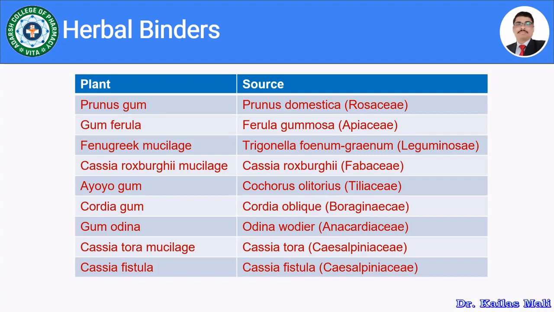Then gum Odina, which is being obtained from Odina wodier belonging to family Anacardiaceae. Then Cassia tora mucilage, which is being obtained from Cassia tora belonging to family Caesalpiniaceae. And the last one is Cassia fistula, which is being obtained from Cassia fistula belonging to family Caesalpiniaceae. So these are a few of the herbal binders which are being used in the formulation, or they are going to act as binder in the formulation. So this is about the herbal binders.